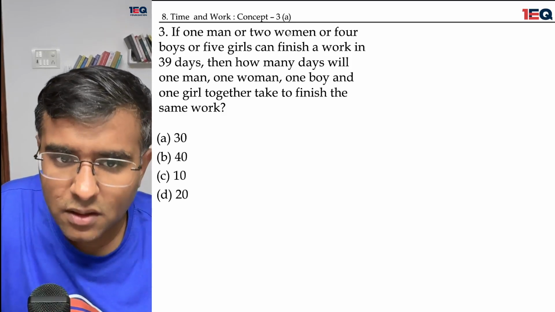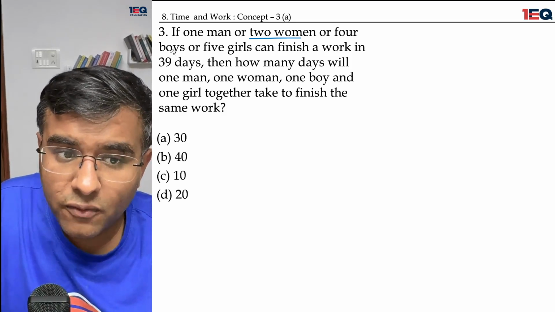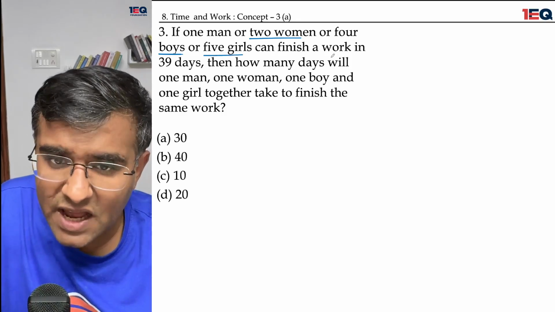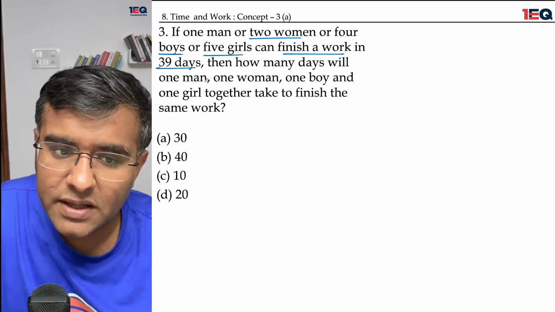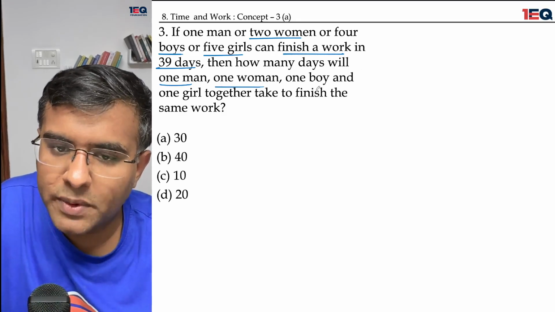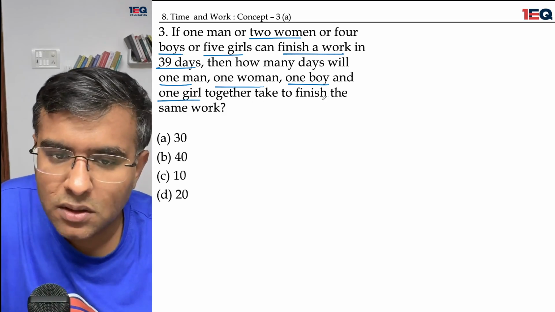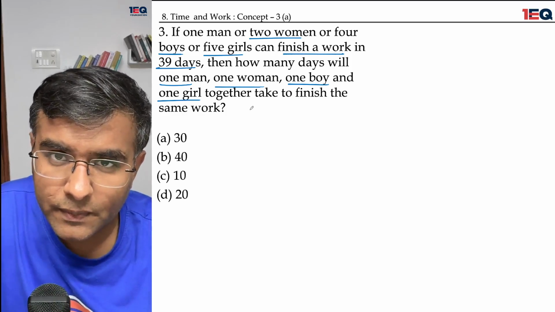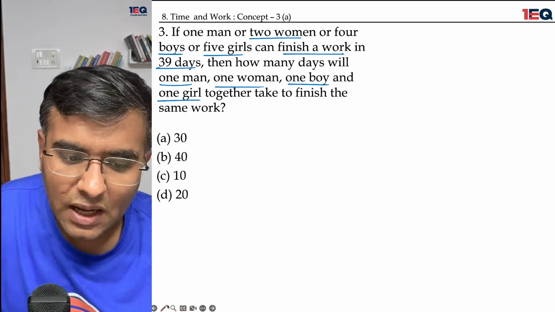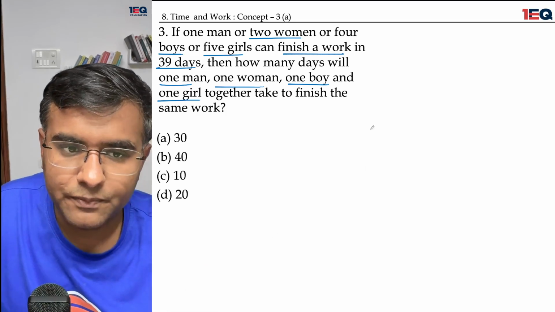If one man or two women or four boys or five girls can finish a work in 39 days, then how many days will one man, one woman, one boy, and one girl together take to finish the same work? This is a very similar question. I'll quickly jump onto it.